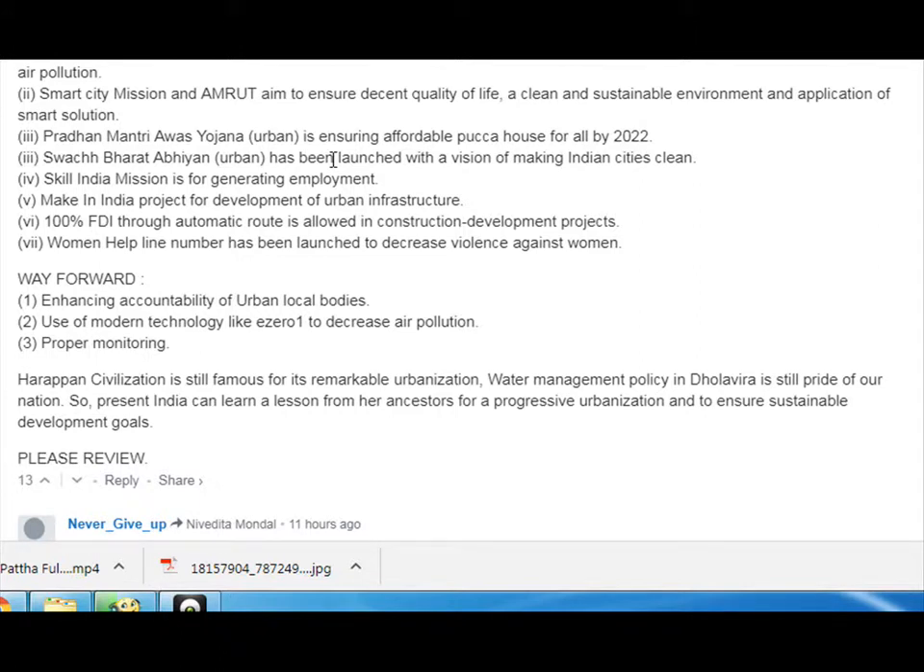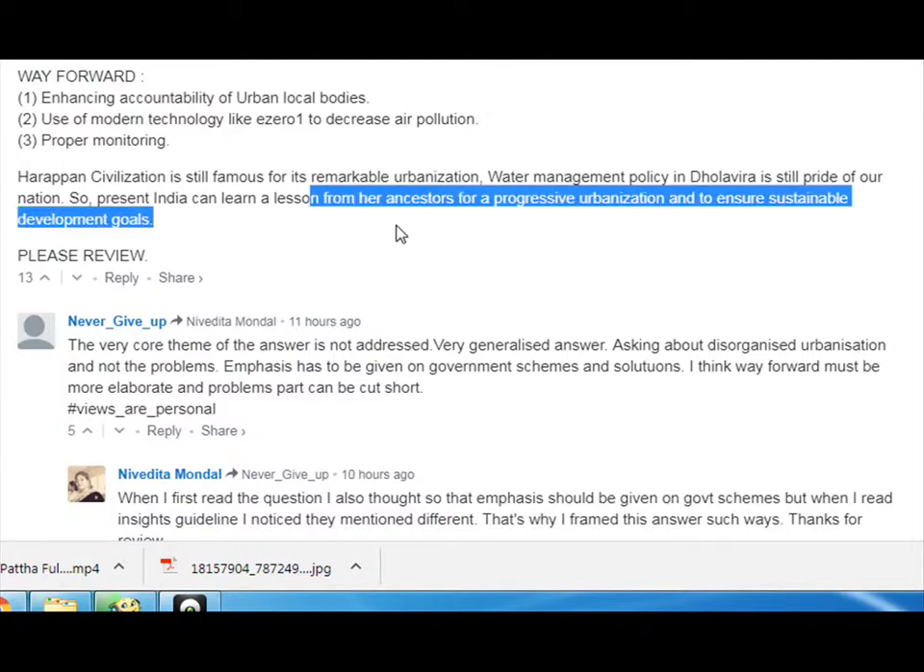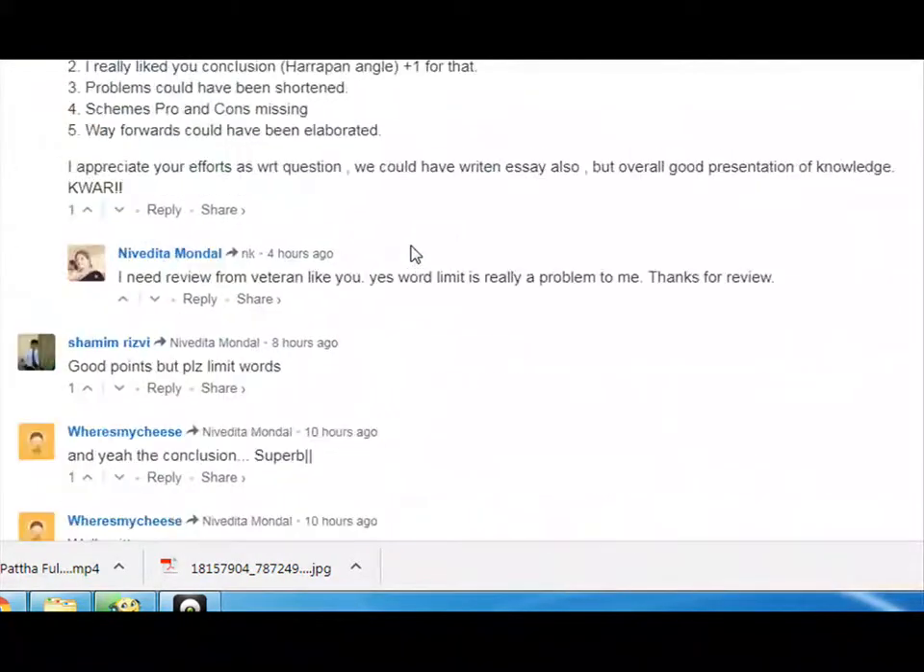Way forward. 1. Enhancing accountability of urban local bodies. 2. Use of modern technology like these to decrease air pollution. 3. Proper monitoring. Harappan civilization is still famous for its remarkable urbanization. Water management policy in Dholavira is still the pride of our nation. So present India can learn lessons from her ancestors for progressive urbanization and to ensure sustainable development goals.